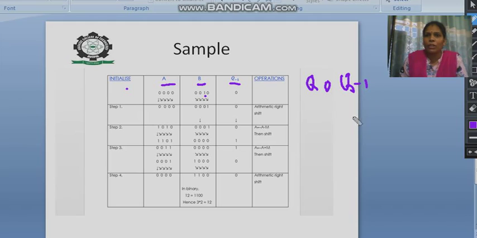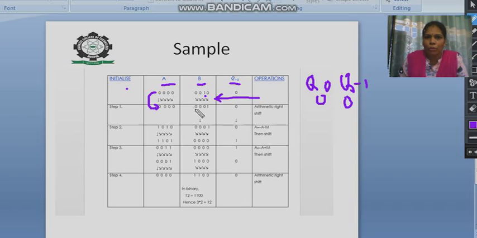What we need to check? Q0 and Q minus 1. Initially it is 0 0, both are the same. In the condition we have seen that if both are the same, then we need to perform just an arithmetic right shift. These tilted arrows show the arithmetic right shift, and the last bit, the MSB, we keep the same. If the most significant bit is 0, then put 0 while shifting, and if the most significant bit is 1, then put 1 after performing the arithmetic right shift.